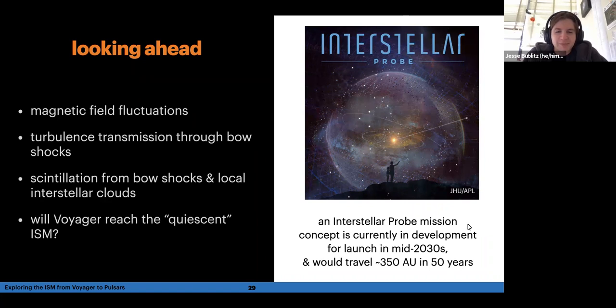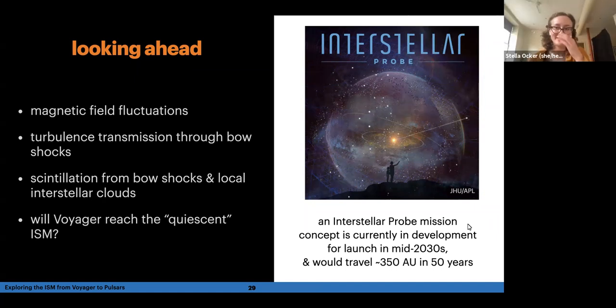pulsar people. What exactly is a glitch when it comes to a pulse? How does that happen?